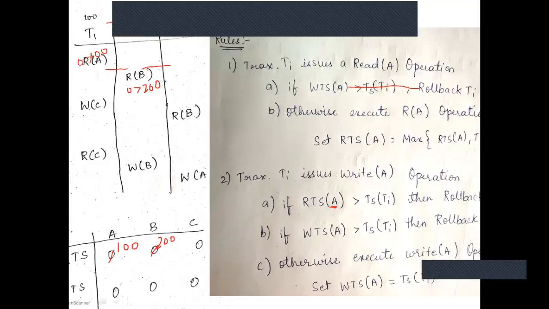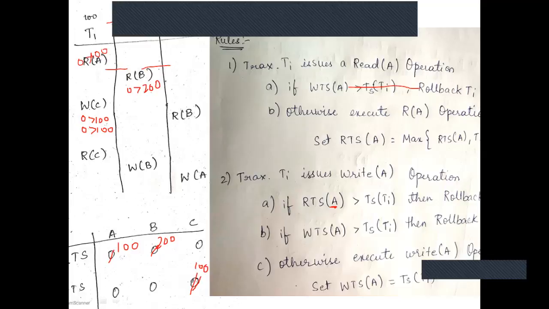Now RTS of C is 0. And what is the TS of T1? It is 100. Is 0 greater than 100? No. So the condition is false. Next, we'll check WTS of C. What is WTS for C? 0. So is 0 greater than 100? No. So the condition doesn't satisfy. So what is the last condition? Set the WTS of C to the TS of T1, because we are writing W of C. So here WTS of C will become 100.